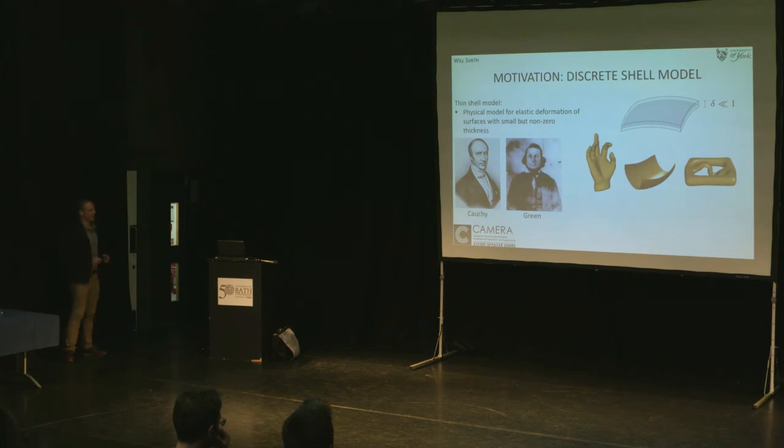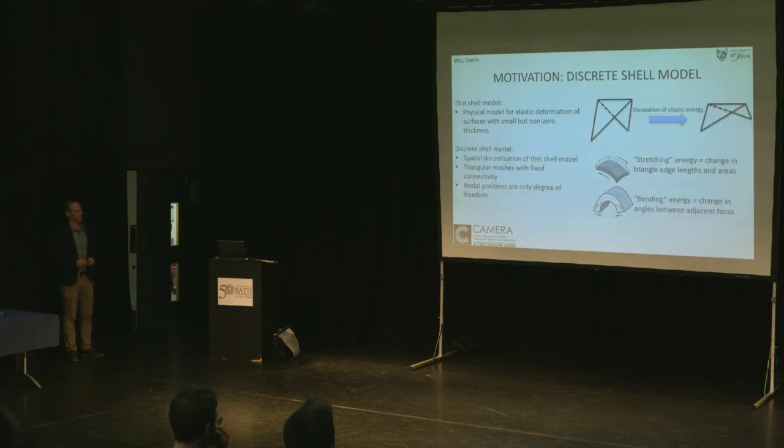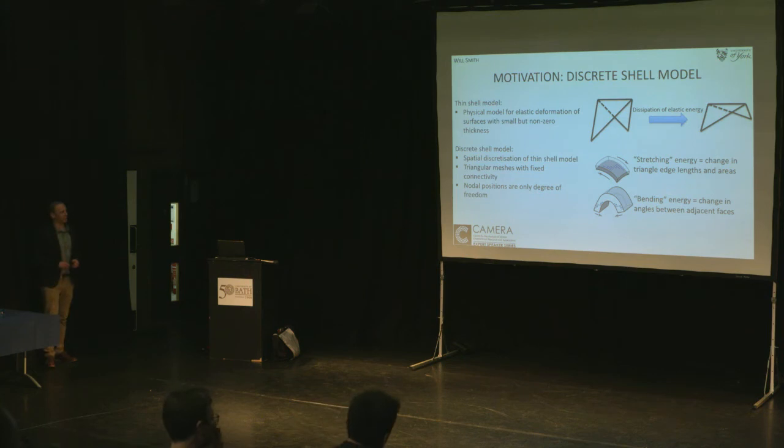Again, paying credit. A lot of the underlying physics and maths for this comes from Cauchy and Green. So the model is actually really neat. We use a discretized version, so we work with meshes, triangular meshes. And what the discrete shell model measures is, if you consider just a pair of triangles, it measures how much elastic energy would be dissipated if you deformed this into this.